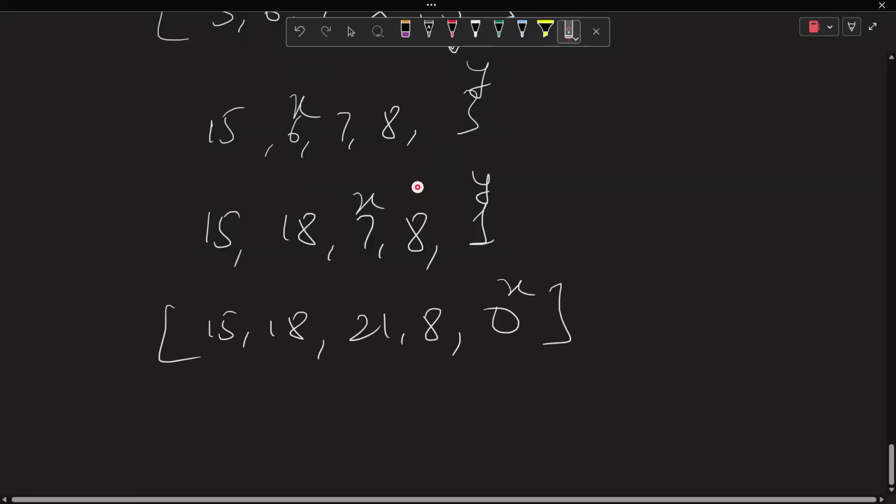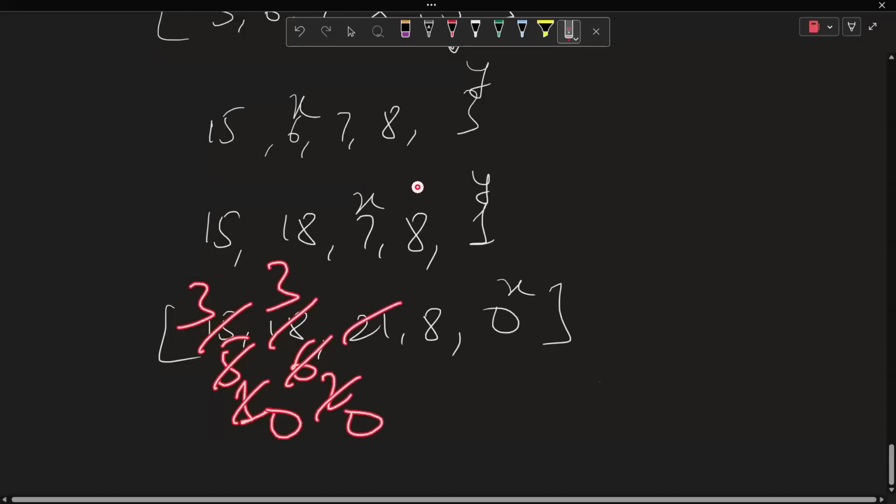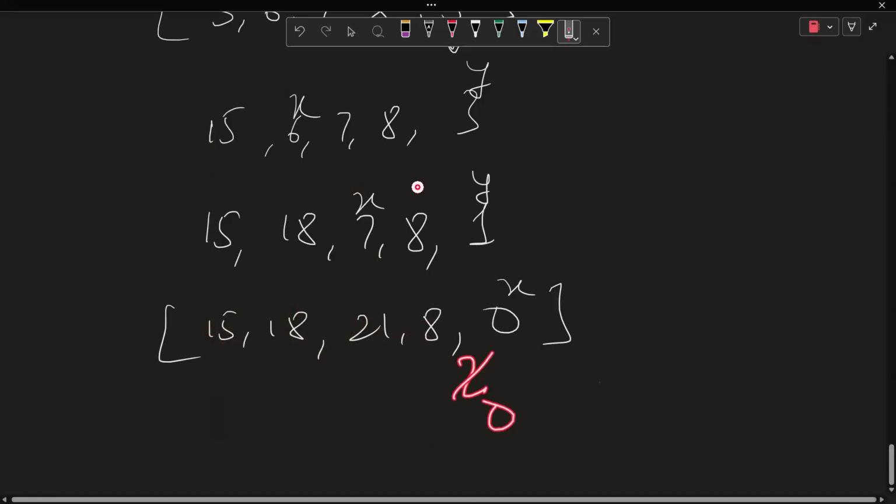again and again. So how many steps would it take? 15 to 5, 5 to 1, and 1 to 0. So 3 steps. 18 would fall to 6 to 0. 3 steps. 21 would be 7, 2 and 0. 3 steps. 8 would become 2 and 0, 2 steps. So basically, if you add them up, this would take 3 steps, 3 steps, 3 steps, and 2 steps.